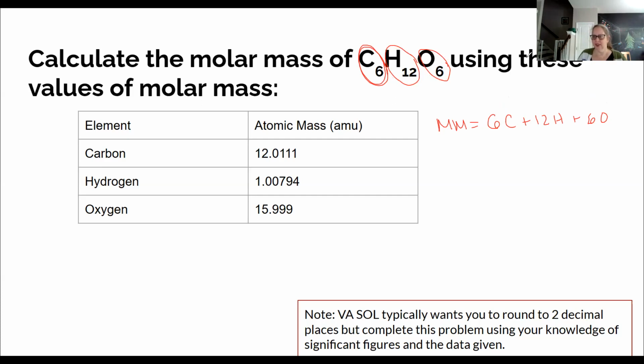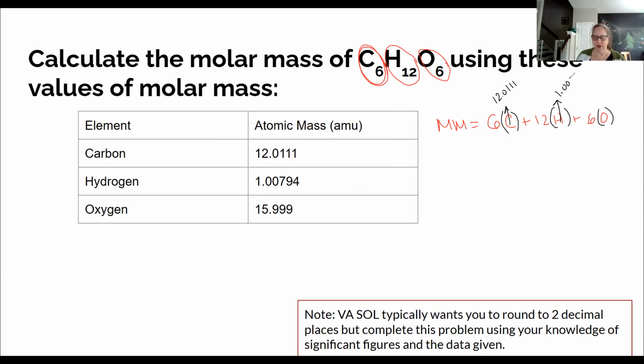I'm going to add some parentheses here so it's easy to see where I'm going to have to substitute. Carbon on the periodic table, 12.01. Oh, and actually, if they gave you masses on here, the Virginia SOL typically uses 12.01 for carbon. They gave us 12.0111 in the chart, so I'm going to use the chart. It's like use the force. What they give you, that's what you're going to use.